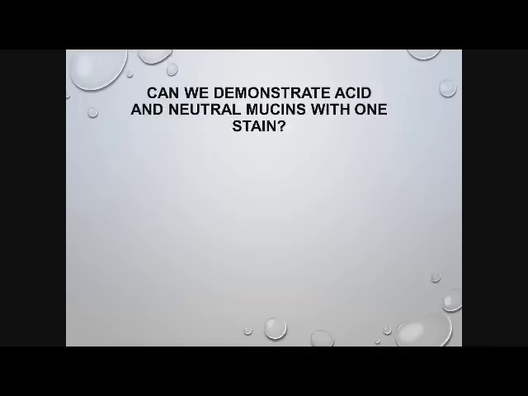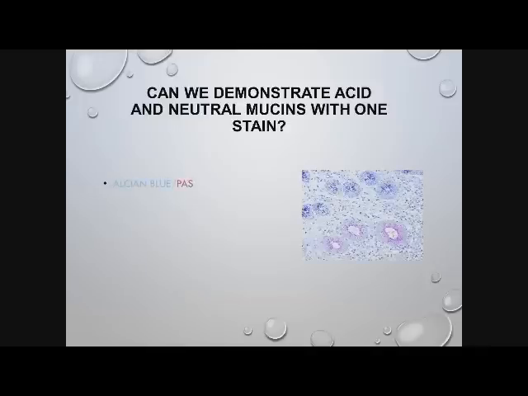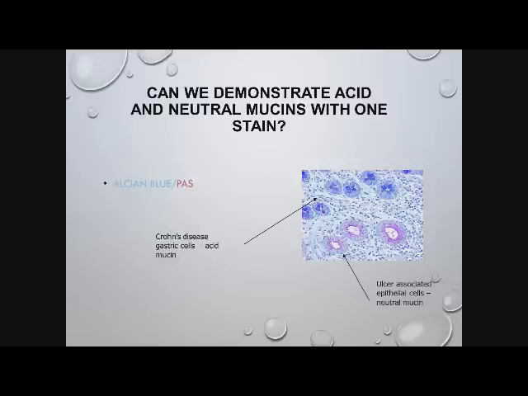Now, can we demonstrate acid and neutral mucins with one stain? Well, if any of you are shouting out there, yes, we can with an Alcian Blue PAS, you are correct. Here's an example of why you might use it. This is a slide of Crohn's disease. You've got gastric cells that are staining blue with acid mucin, and then you've got these epithelial cells that also look like gastric cells, but they're associated with the ulcers that sometimes appear in Crohn's disease, and because they're neutral mucins, they're staining with the PAS.